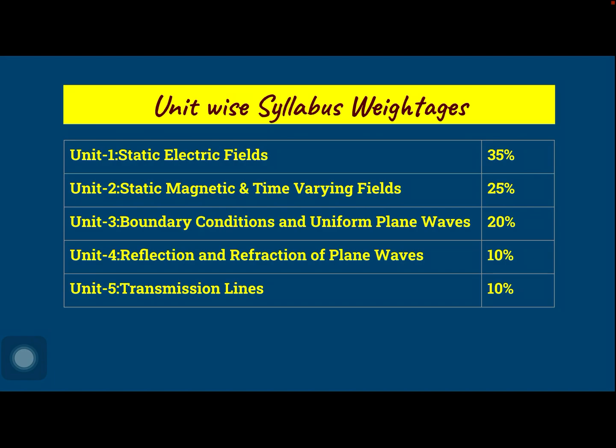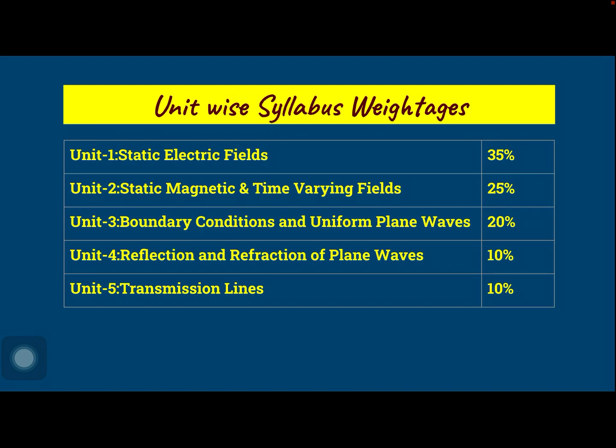If you see unit 1, that is static electric fields, out of 100% of the curriculum, 35% of concepts are involved in the first unit itself. We know very well that before starting Coulomb's law, we have to see vector calculus and vector analysis in order to study the actual syllabus. That's why more concepts or topics are there in the first unit. So in total 35% are involved in unit 1.